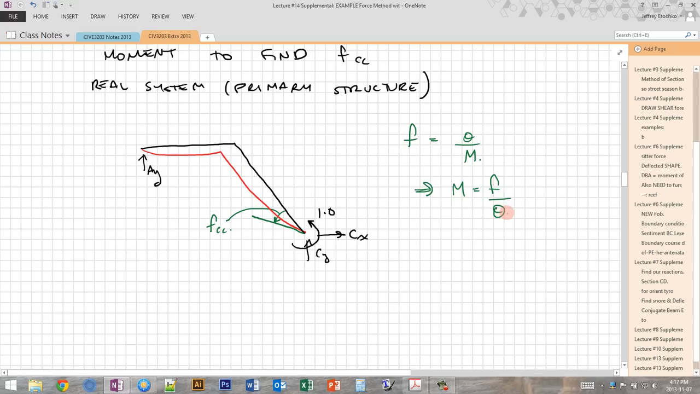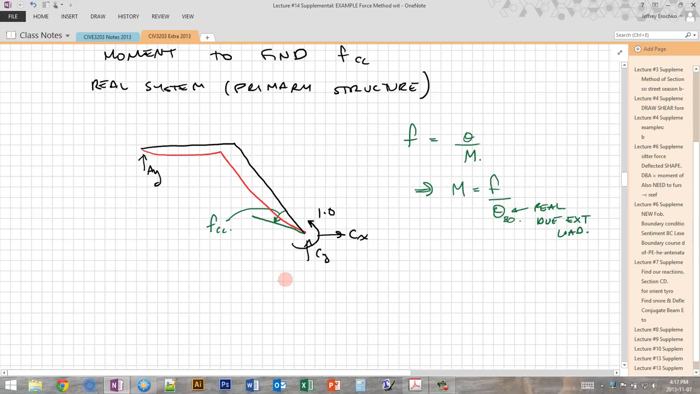And then later, we can back calculate for a moment, which is equal to a flexibility divided by a rotation. Here we're going to put our real rotation due to the external load, which is what we want to cancel out with our redundant. And since we know the flexibility, we can find what kind of redundant moment we need in order to balance out that original rotation, B naught.